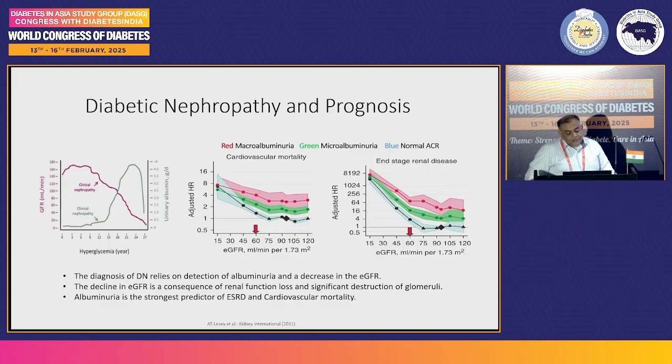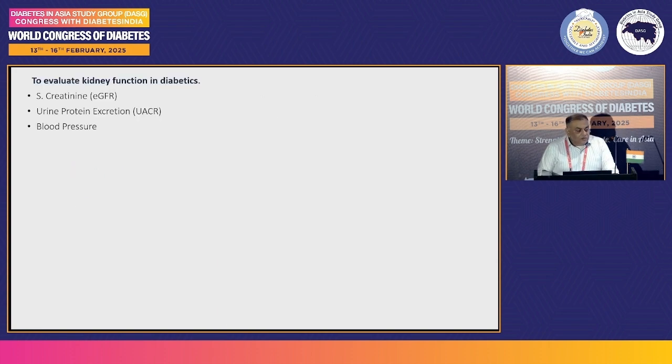What is important here is that when the GFR moves towards the left-hand side of 60, you can see there is an exponential rise in cardiovascular mortality and end-stage renal disease. So this is a routine thing. What do we evaluate for kidney function in diabetics? We usually do a serum creatinine and a urine protein excretion.